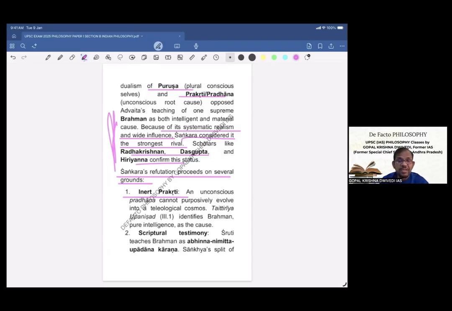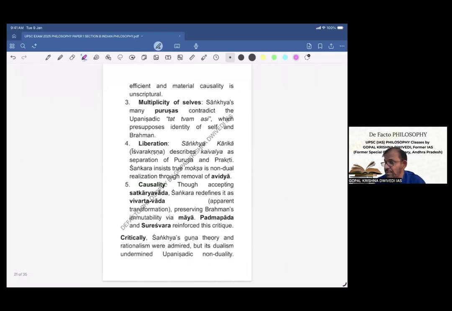So first is inert Prakriti. An unconscious Pradhana cannot positively evolve into a teleological cosmos. The Taittiriya Upanishad identifies Brahma, pure intelligence, as the cause. So this is the first objection. Second, scriptural testimony. Shruti teaches Brahma as abhinna nimitta upadana karana. The Sankhya split of efficient and material causality is unscriptural. Third is multiplicity of selves.